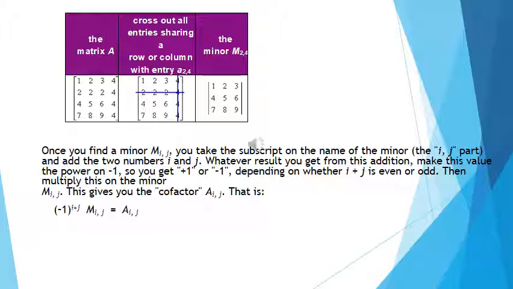So minus 1 to the power of i plus j into M of ij is equal to A of ij. This is your cofactor for this element. The signed minor becomes a cofactor. Remember, when I give the sign symbol to the determinant value, it becomes the cofactor for that element.